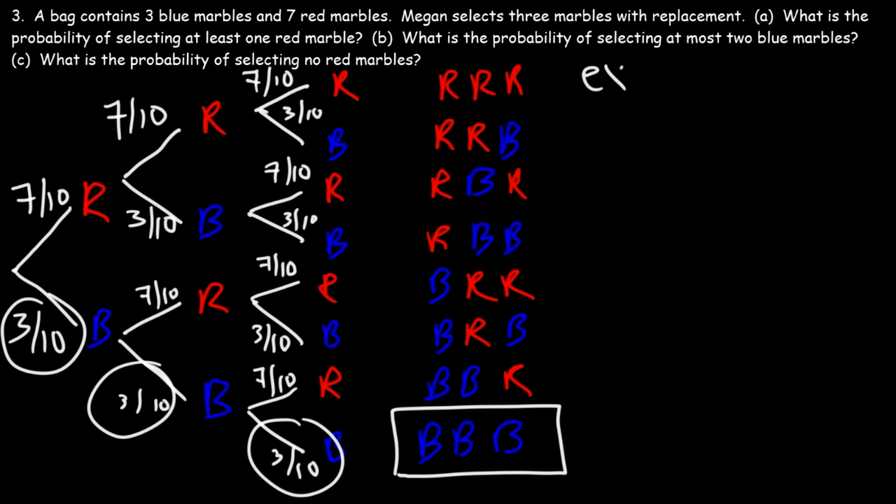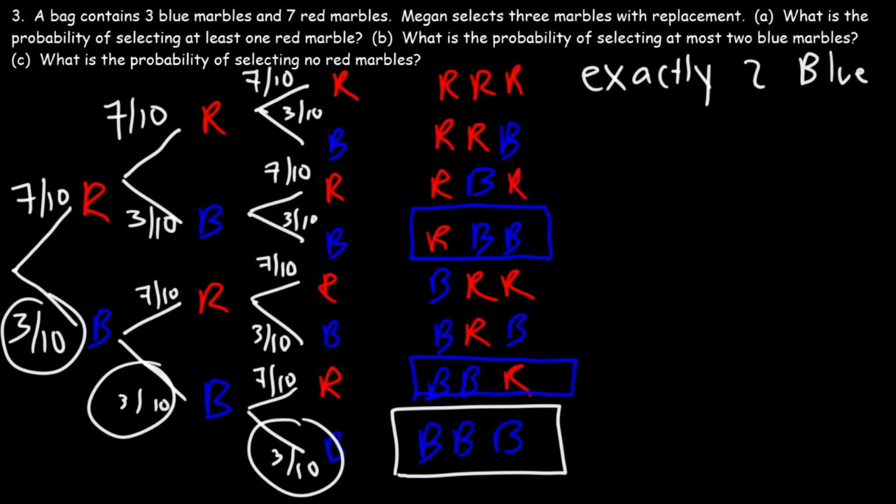That is exactly 2 blue marbles. So we need to highlight all the options with 2 blue marbles. So that's this one. That's one. Here's another one. And here is the second one. But not this one. So we need to find the probability of getting these 3 events, and then we're going to add them.